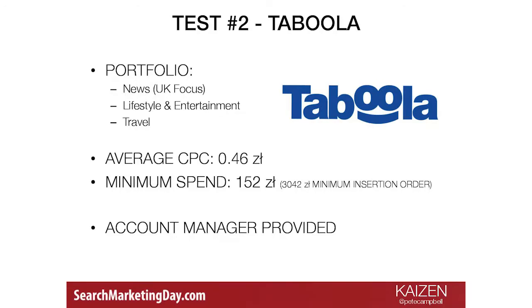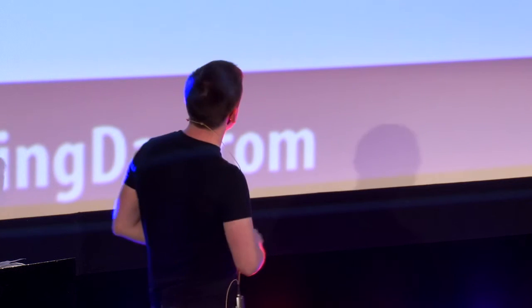Now, TABOOLA is perfect for this sort of client because they have a lot of lifestyle and entertainment sites in the books. The issue with TABOOLA is that they do have a minimum insertion order of 3,000 zloty, which can be quite high, but you can split that across multiple clients and multiple campaigns. So I ran this campaign for just over 300 zloty, so it's a lot more cost efficient that way.